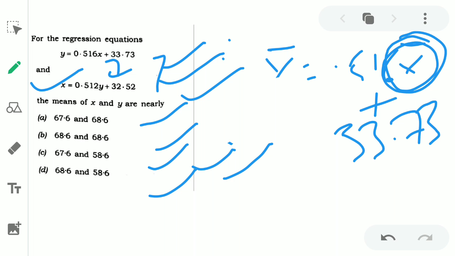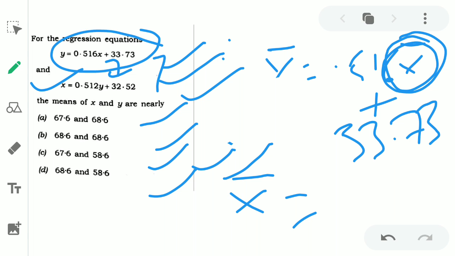Okay, let us assume whatever be the value, and for x bar I got some value. Now if you put that value again in the first equation itself, 0.516 into 67.6 or 68.6, whatever you assume, when it is multiplied with 0.5, obviously its value will be half. So that will be 34 point something plus 33. So again that value will be around 67 or 68 something. So the approximate value you can assume will be 68.6.